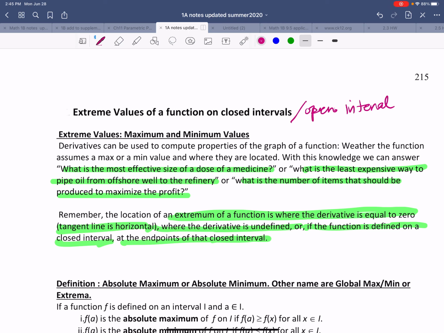We are going to discuss extreme values of a function. Extreme values are the highest or the lowest values of a function. And we're going to be looking at the closed intervals as well as the open intervals. Extreme value is also called the maximum or the minimum value.